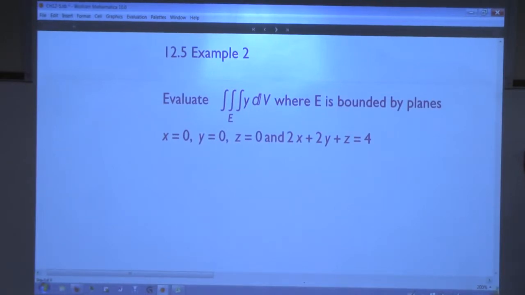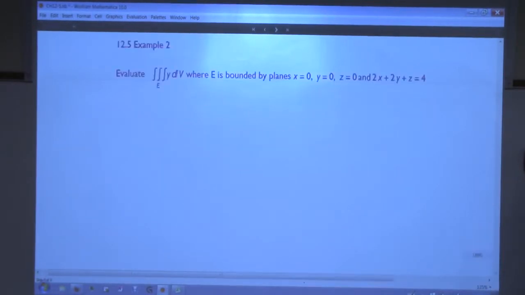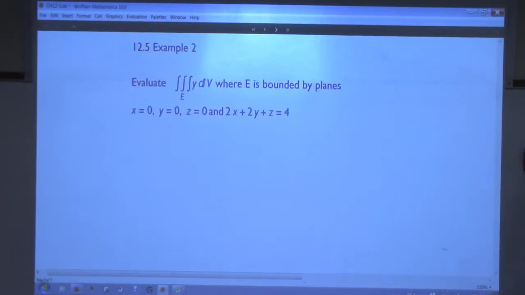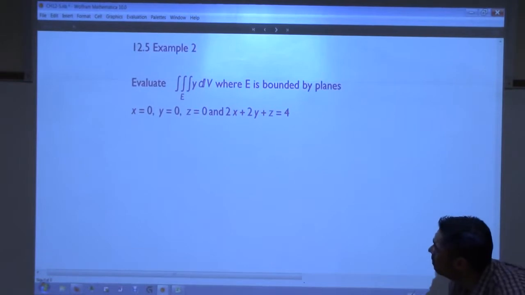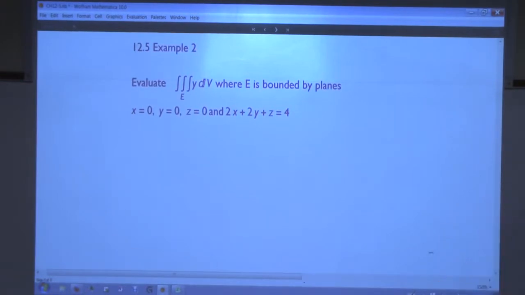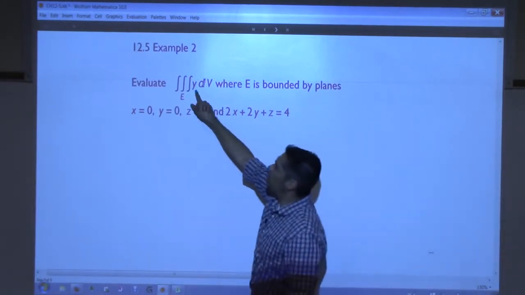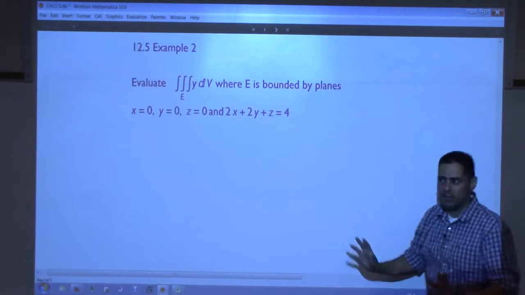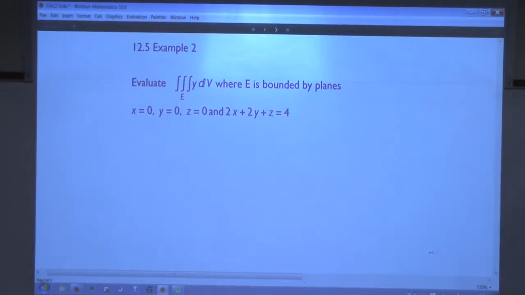All right, this ought to be fun. Evaluate the triple integral of what function? Y. That's it. The function of three variables up here is just the y function. Nice and clean and easy. dv, where E is bounded by these planes. So we've got to figure out what E looks like first, right? So let's try and draw E.